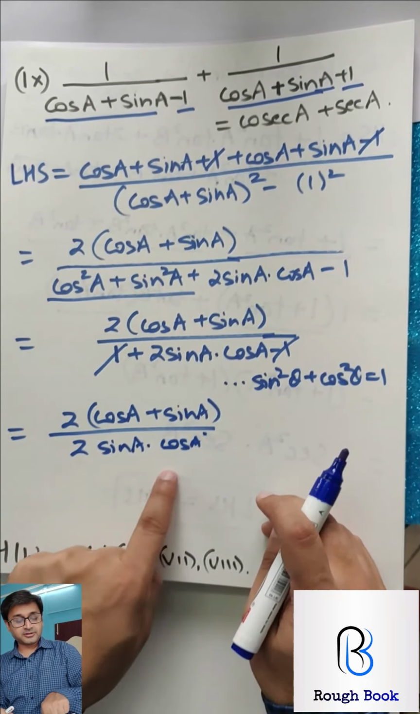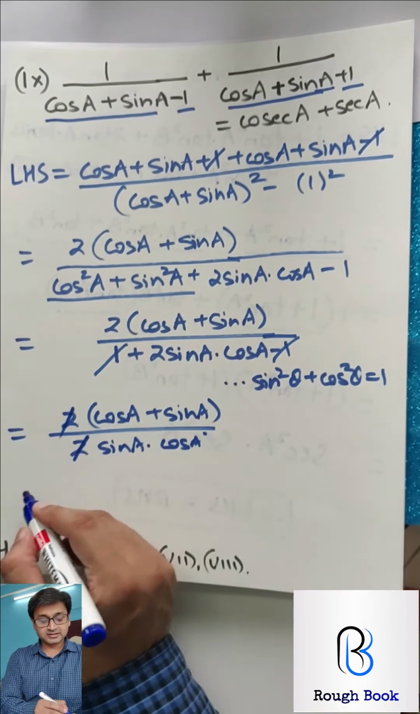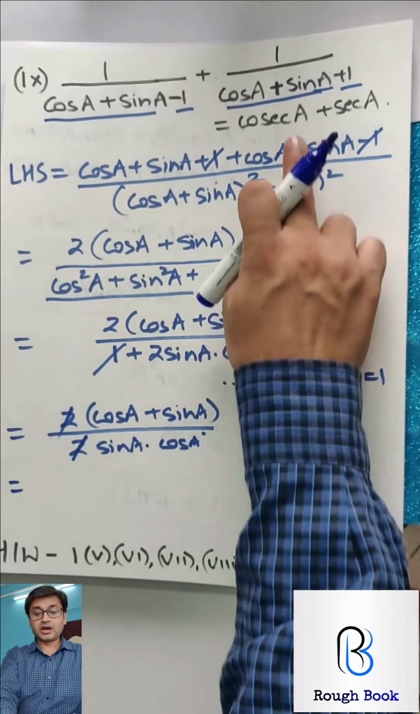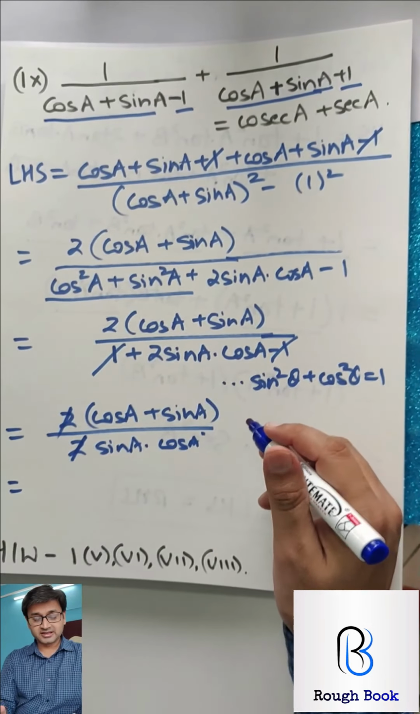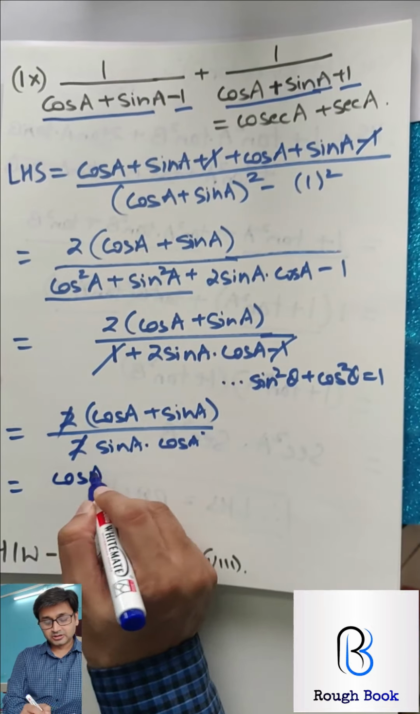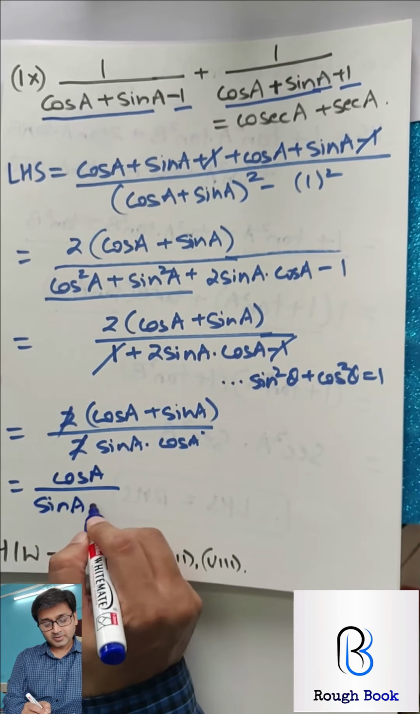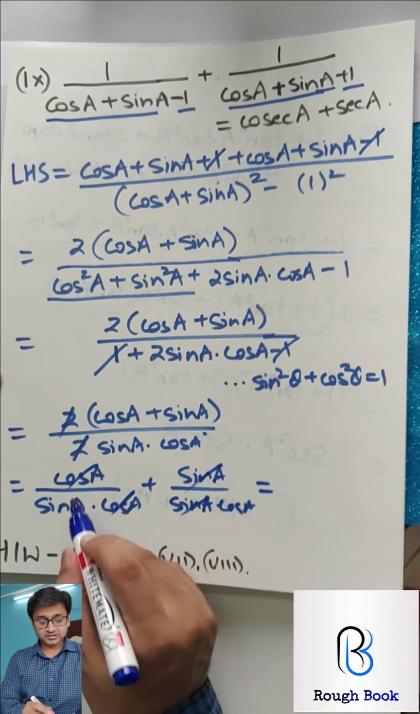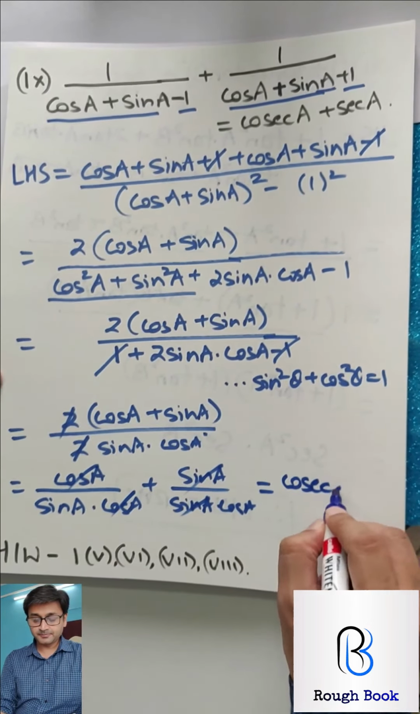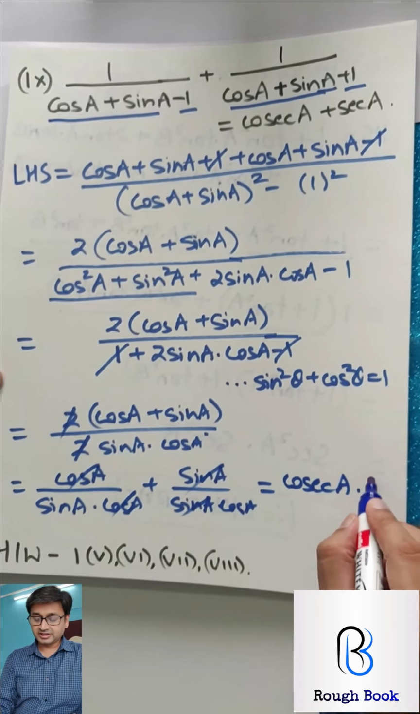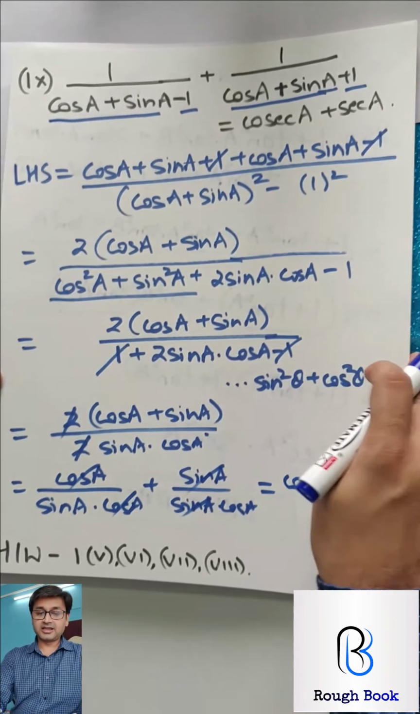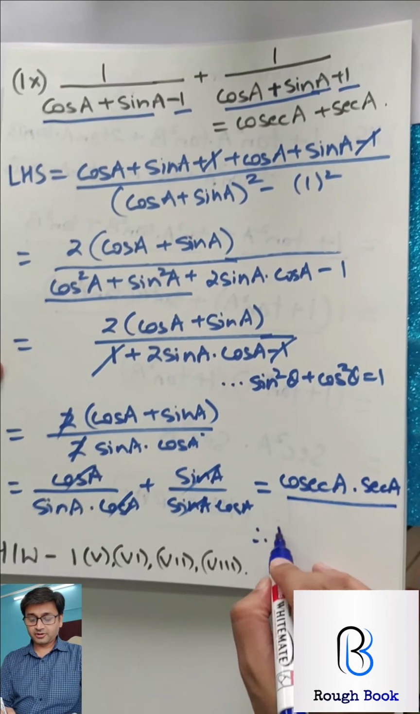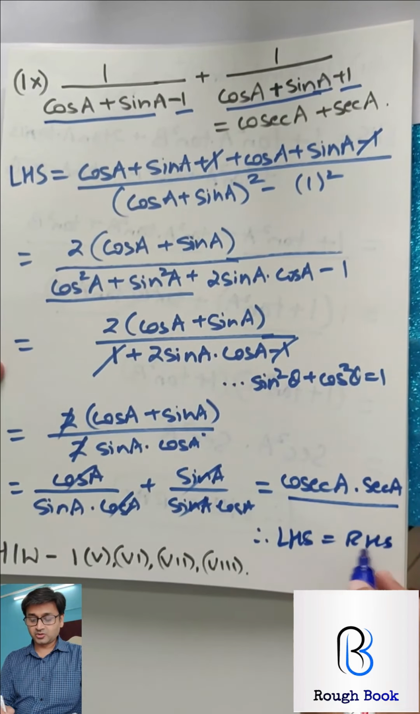Now here everything multiplied, here also multiplied, so I can cancel this 2. Now what is left? Look at the RHS. Reverse LCM. Superb. If you got that, brilliant. So cos A upon sin A into cos A plus sin A upon sin A into cos A. So this sin A cancels, this cos A cancels. So 1 upon sin A is cosec A into 1 upon cos A is sec A. Exactly, that's what you had to prove. And therefore I can say my LHS is equal to RHS.